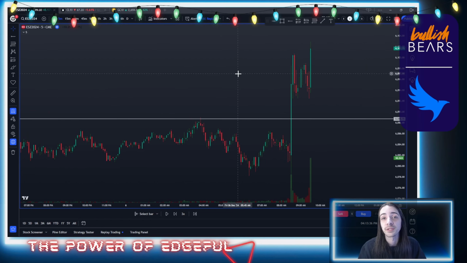Now, Edgeful does come with a bunch of indicators that plot the gap fill for us. So I'm going to show you right now. It's called the Edgeful Gap Fill by Session, and you get access to all of their indicators once you become a member of their platform.